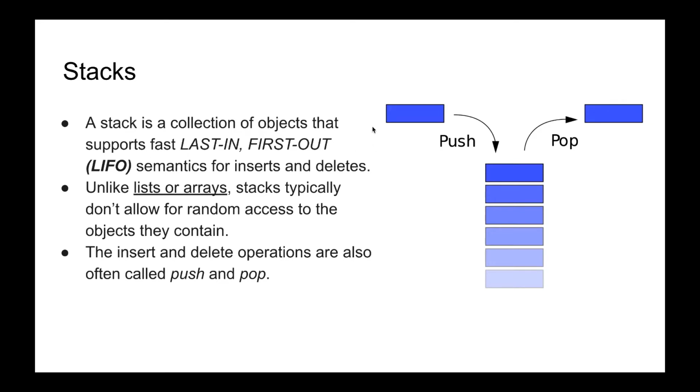This means that the last element that you push is the first element that you can pop, so you can retrieve. Unlike lists or arrays, stacks typically don't allow for random access to the objects they contain. You have learned in arrays that when you retrieve an element, you use the index. For example, right here, it could be 0, 1, 2, index 2. But in stacks, this is not the case because you cannot retrieve the element right here, but you can only retrieve the last element that you have inserted in the list. The insert and delete operations are also often called push and pop.